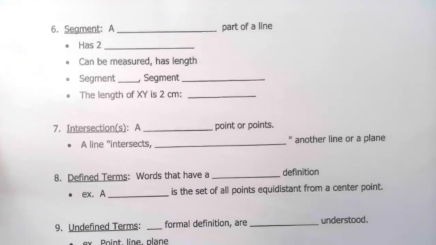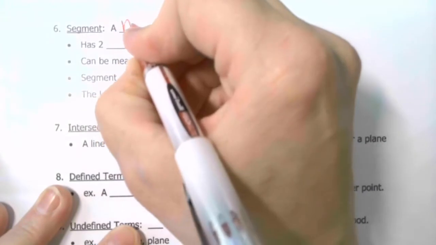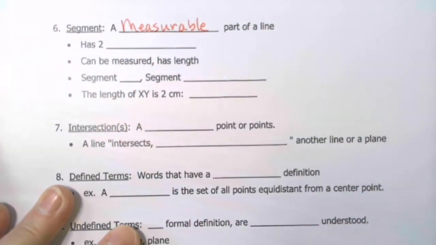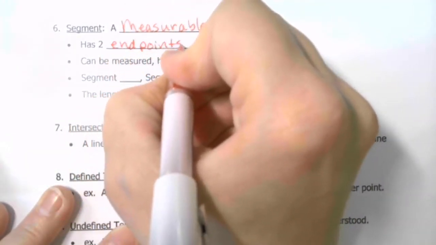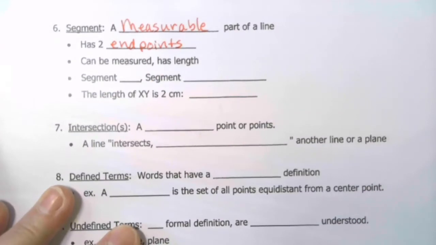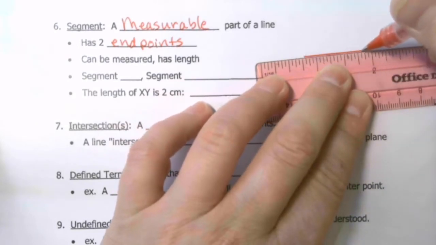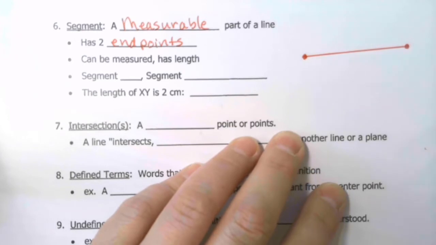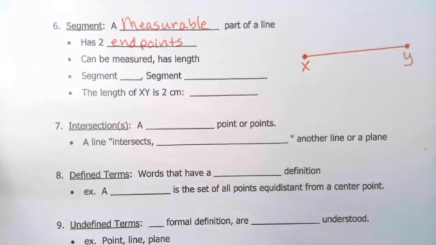All right, word number 6 is segment. And we say that a segment is a measurable part of a line. It has 2 endpoints, and it can be measured. It has length. So we're going to draw ourselves a segment. A segment does not get arrowheads because it does not go on forever. It ends or terminates. Let's call the left endpoint X and the right endpoint Y.